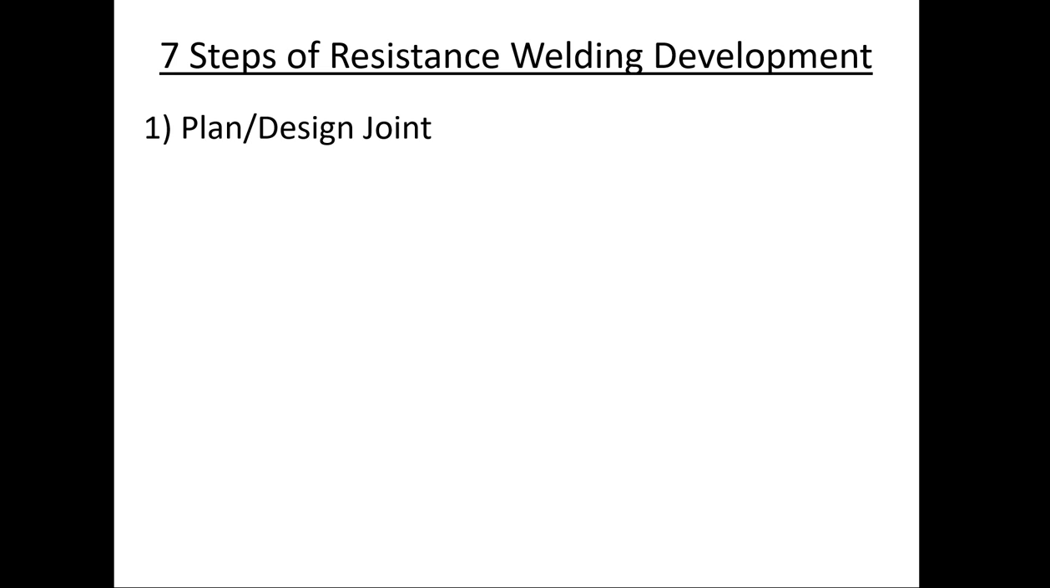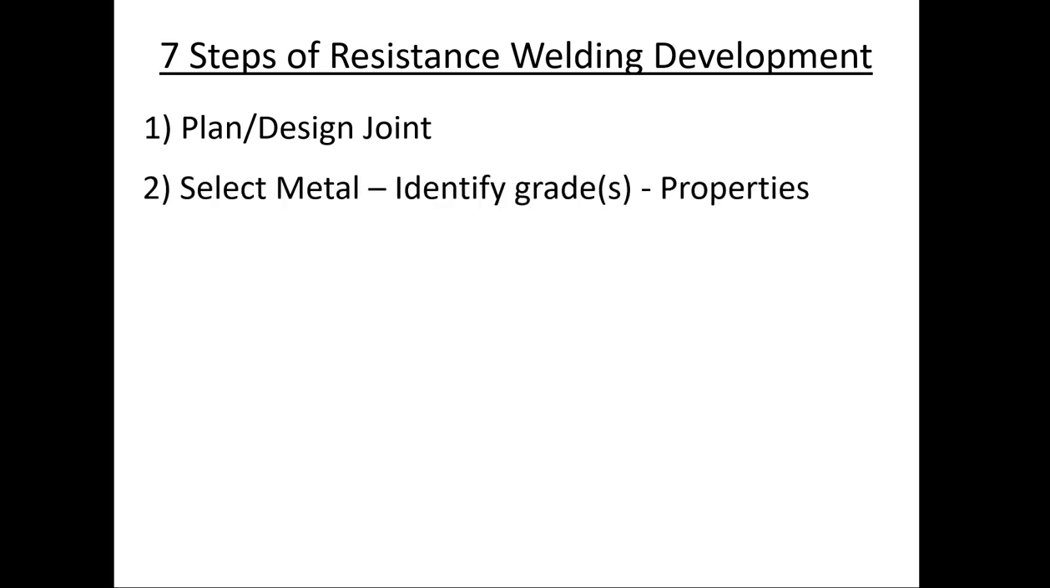Oftentimes, it's the resistance welding programmer that has to compensate for that. And how we do that is we actually run warm cycles. A warm cycle is a cycle you put in before you weld that makes the material warm enough that it brings the joint together, and then you would fire the finishing weld. More about that later. Select the metal.